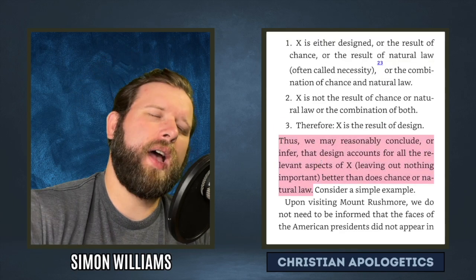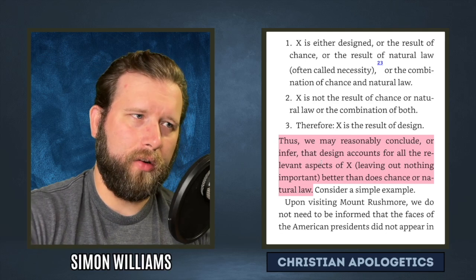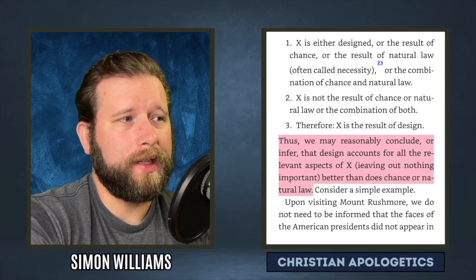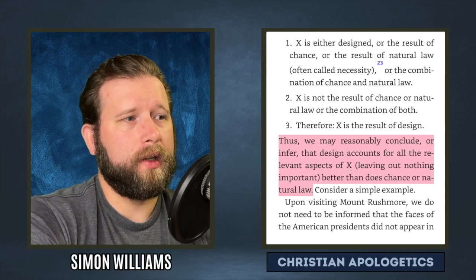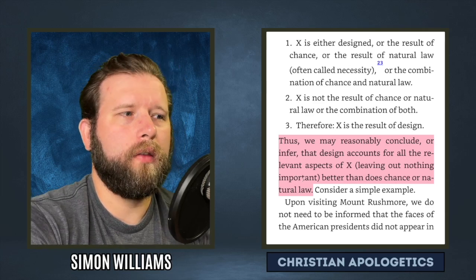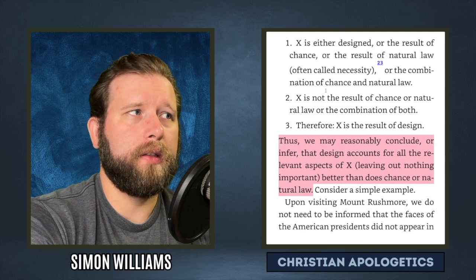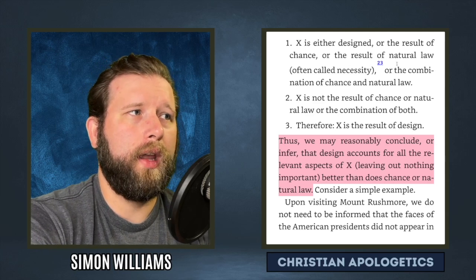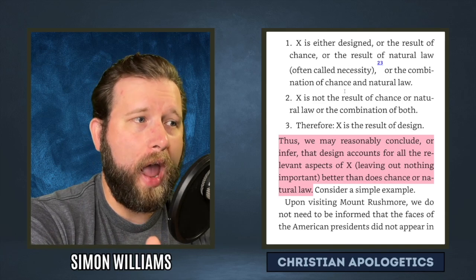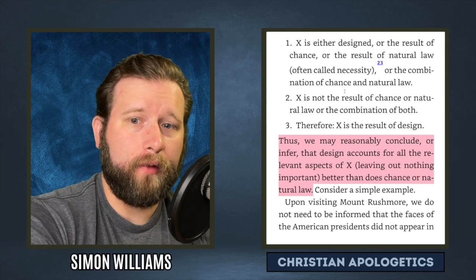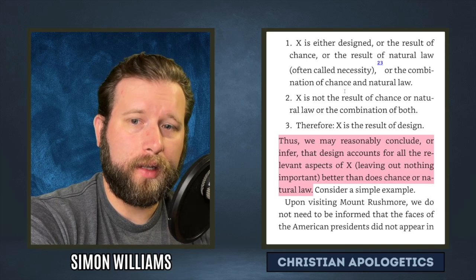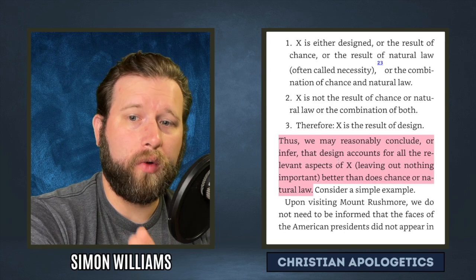Okay, so this statement right here by Groothuis is not quite accurate, in my opinion, okay? Thus, we may reasonably conclude or infer that design accounts for all the relevant aspects of X, leaving out nothing important better than does chance or natural law. The thing about the design argument is that chance and or natural law or necessity must account for everything, okay? Everything. Even if there is one thing not accounted for by chance or necessity, then design is a reasonable inference.